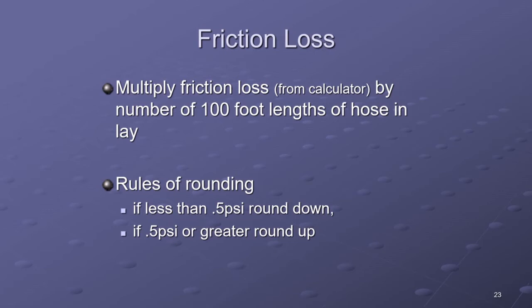So the friction loss we get off that calculator is per 100-foot length of hose. So if I have 5 lengths of hose in a run, I multiply that number times 5, or whatever number of lengths of hose I have in this piece of my hose lay.